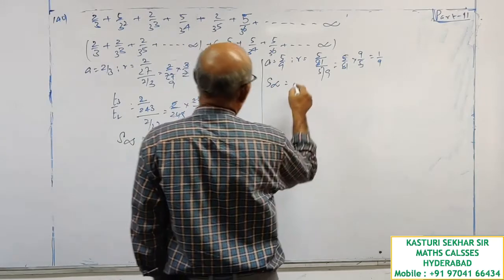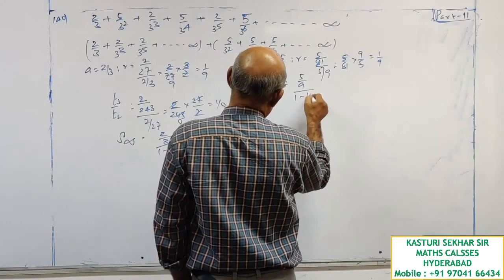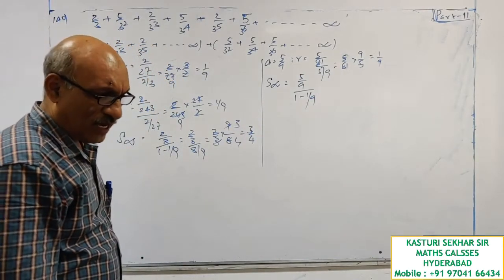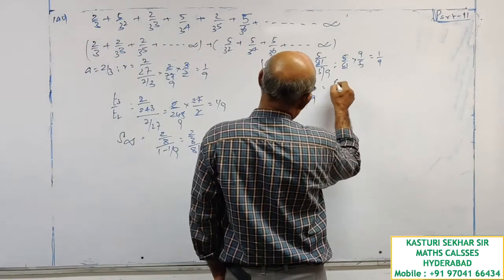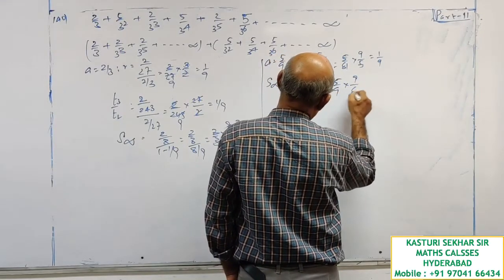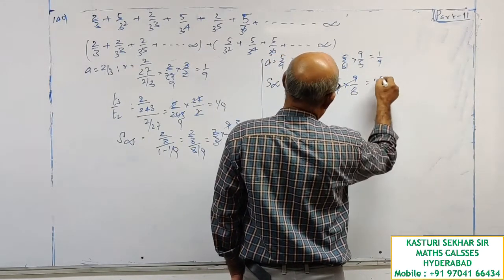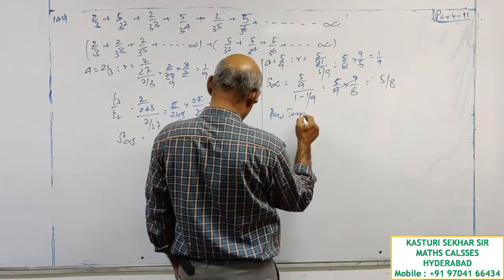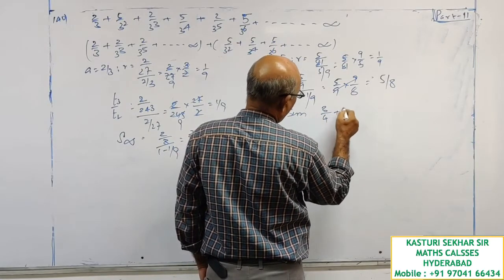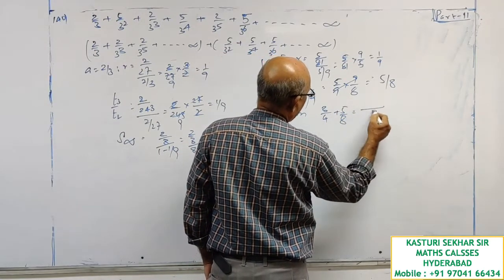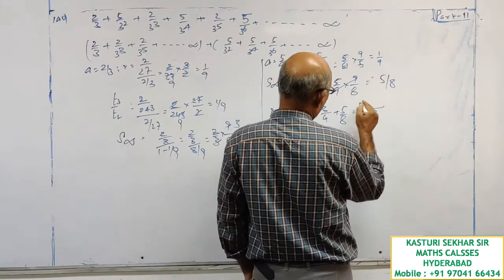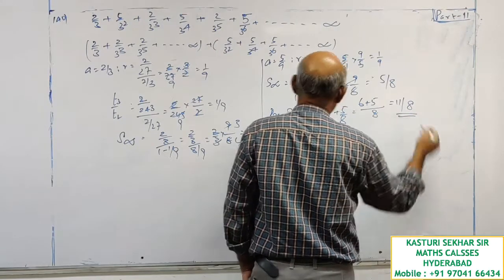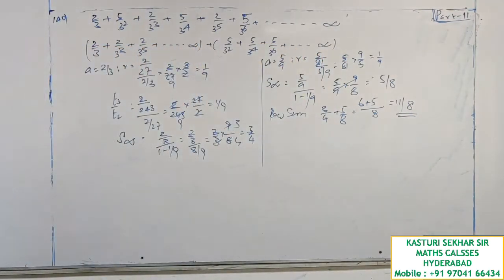S infinity is equal to 5 by 9 divided by 1 minus common ratio, that is A divided by 1 minus common ratio, so 5 by 8. So the required sum is equal to 3 by 4 plus 5 by 8. If I take 8 as LCM, 4 will go 2 times, 2 3s are 6 plus 5, 11 by 8. The answer is 11 by 8.